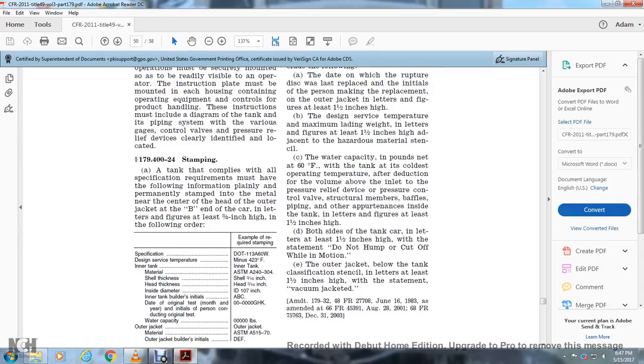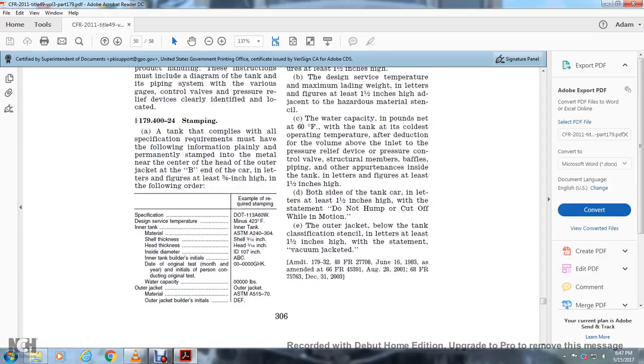The water capacity in pounds at 60 degrees Fahrenheit with the tank cold, for the operating temperature, after deducting the volume above the inlet of the pressure relief device, pressure control valve, structural members, baffles, piping, and other appurtenances inside the tank, in letters and figures at least 1 1/2 inches in size. Both sides of the tank, in letters at least 1 1/2 inches in size, the statement: do not hump or cut off while in motion. On the outer jacket below the tank classification stencil, in letters at least 1/2 inch high, the statement: vacuum jacketed.